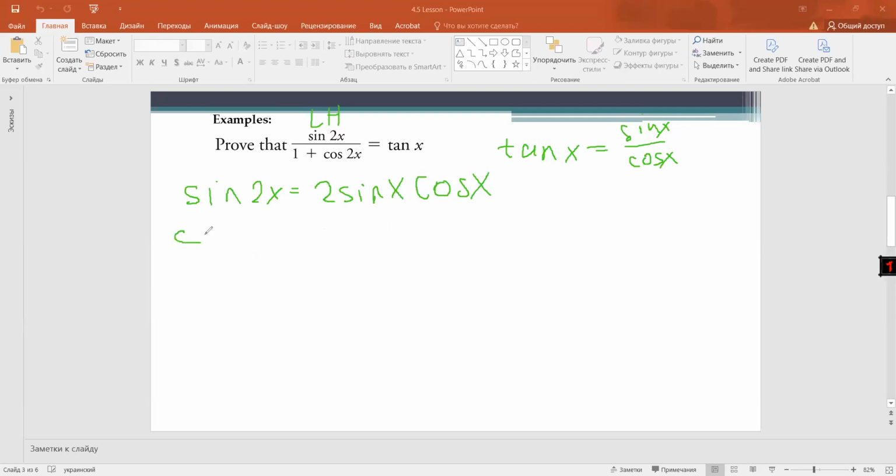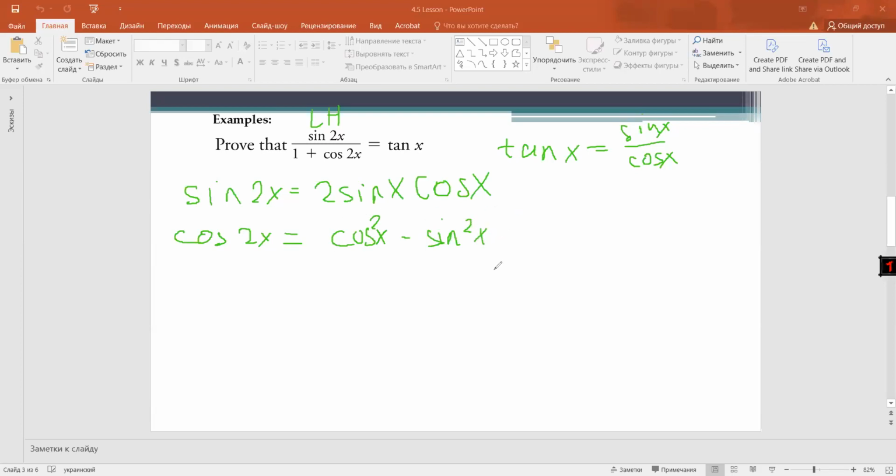Well, for cosine 2x, there is another double angle formula. No, it's not even close to sine 2x. It's going to be cosine, but cosine is squared in this case. Cosine squared of x minus sine squared x.